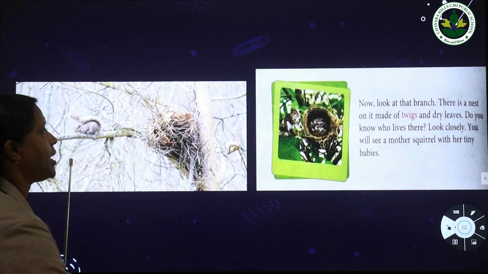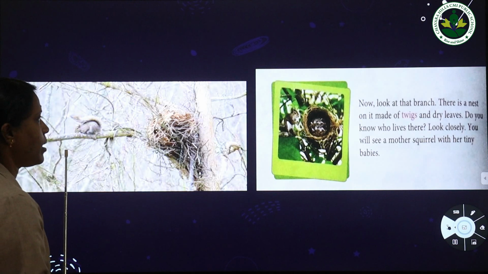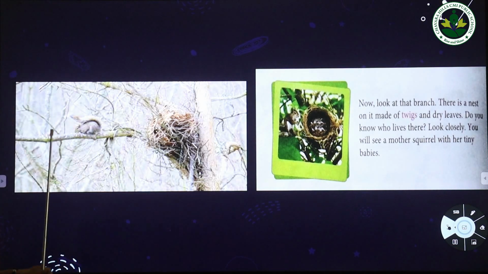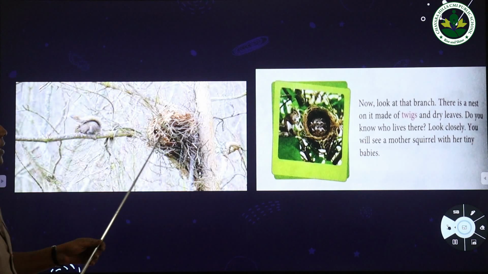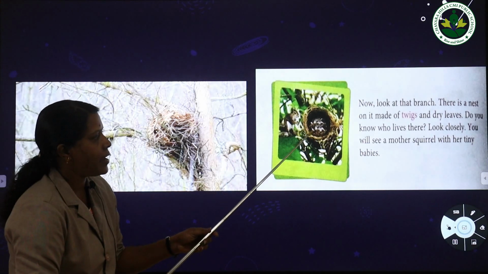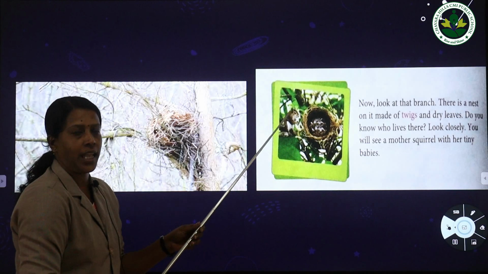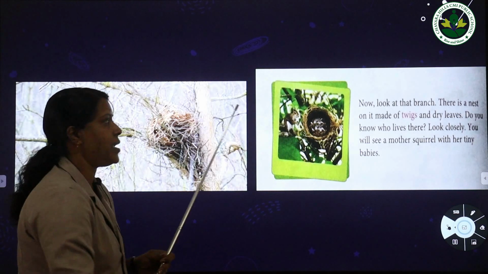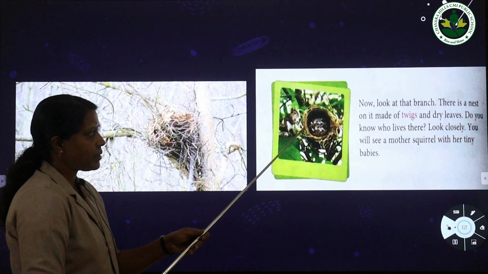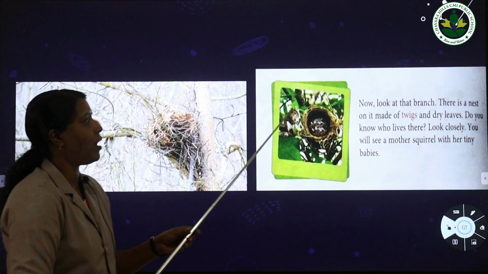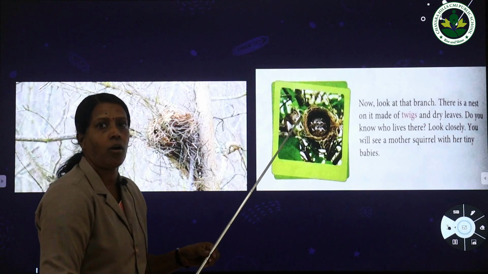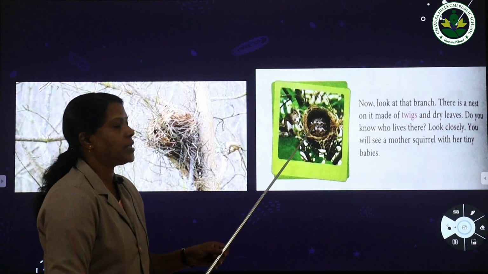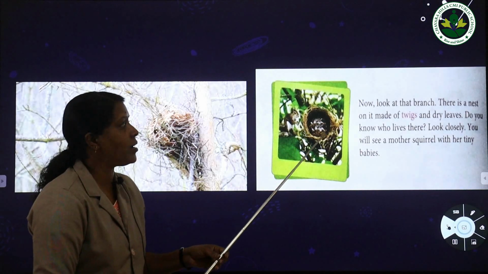So here we can see the nest of a squirrel. Do you like squirrels? Then here is the mother squirrel, and here in the nest we can see many baby squirrels. So the squirrel made its nest on the branches of this tree, our big old tree.